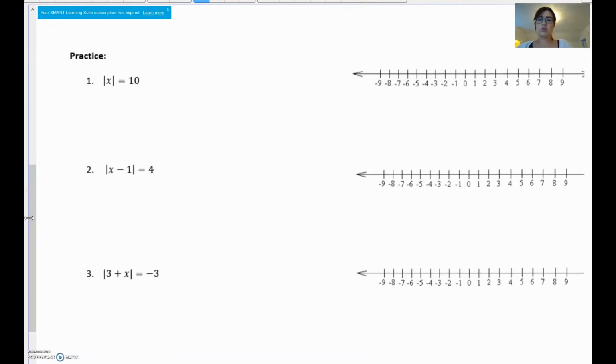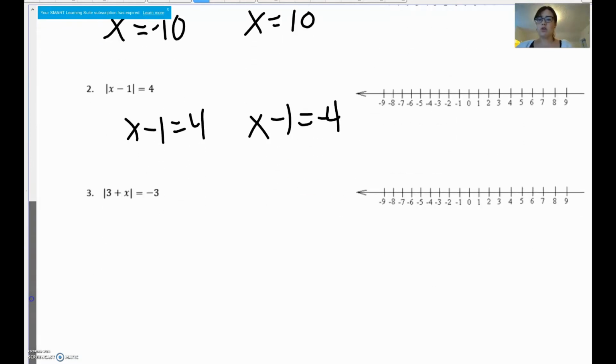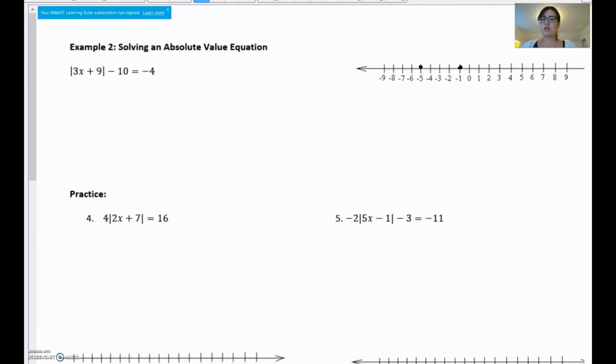So for 1, 2, and 3, you're going to set up x equals -10, x equals 10. For number 2, you'll do x minus 1 equals 4, and x minus 1 equals -4. And so on. Move on to the next one.